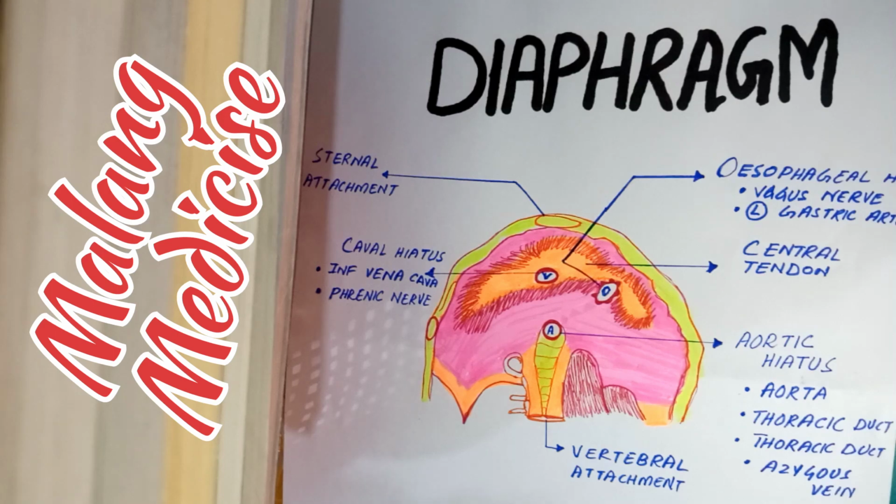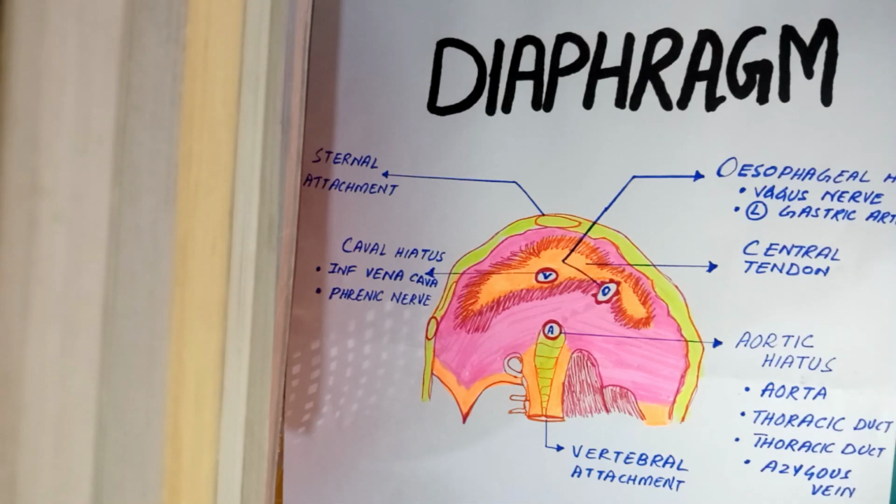So it is a dome shaped sheet of skeletal muscle that separates thoracic cavity from abdominal cavity. Okay, so it is basically a sheet of skeletal muscle with its central tendon. We will discuss it later. As you know, due to this muscle, when its fibers contract during inspiration, it increases the vertical diameter of thoracic cavity, so it helps in inspiration.